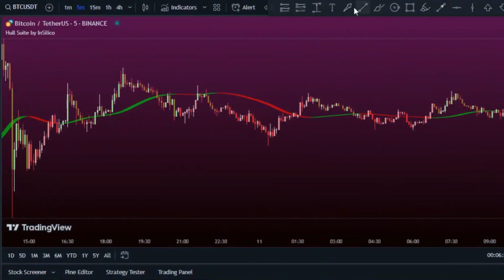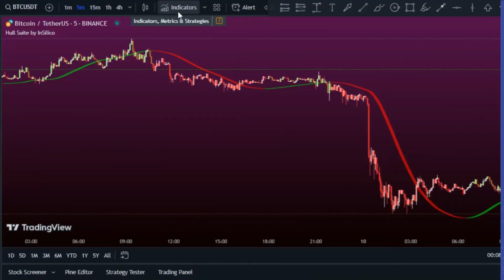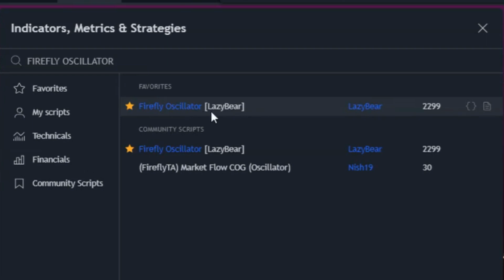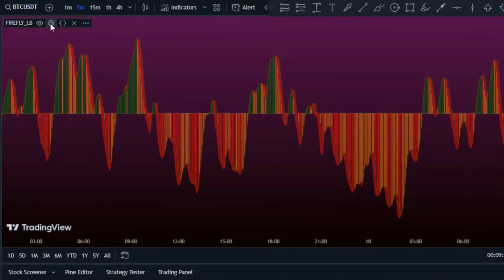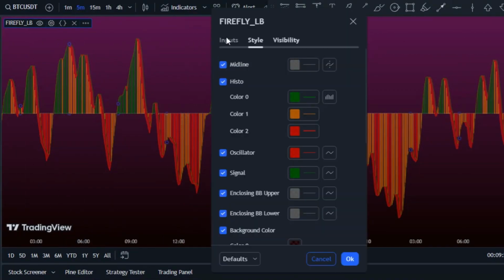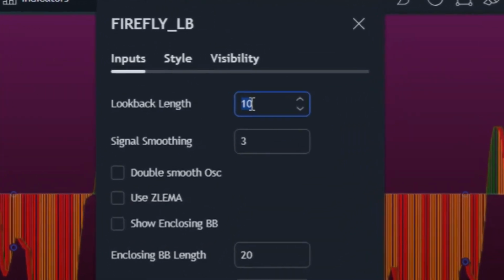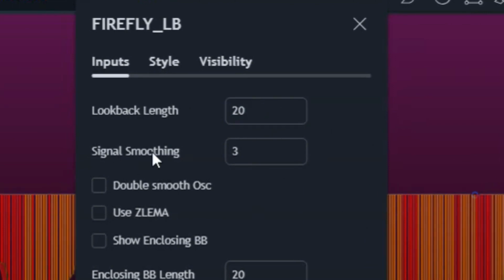The next indicator we will use is the Firefly oscillator. This oscillator will reduce the number of false signals and can improve the win rate. The indicator will be displayed on the chart as follows, but we need to make some changes to the indicator settings. Under Inputs, change Look Back Length to 20 and Signal Smoothing to 6.